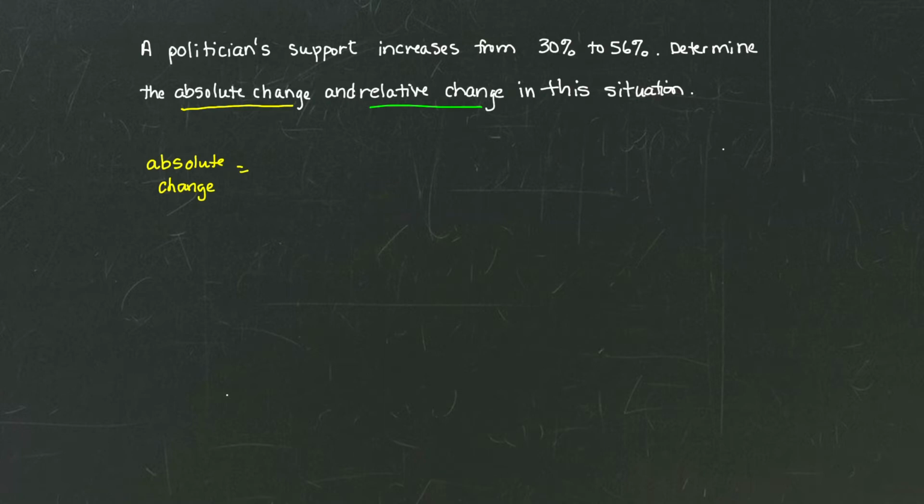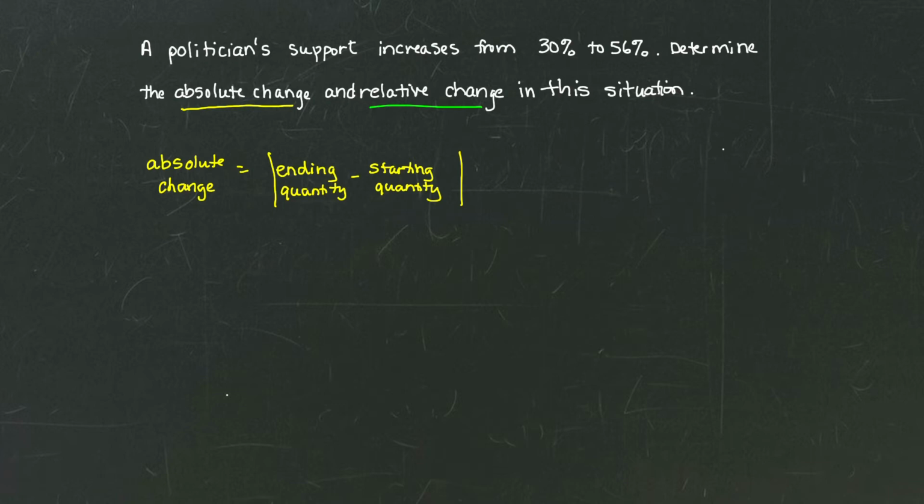I can think of it in terms of taking the ending amount or the ending quantity and then subtracting from it the starting quantity or the original quantity, and then taking the absolute value of the difference between those two numbers.